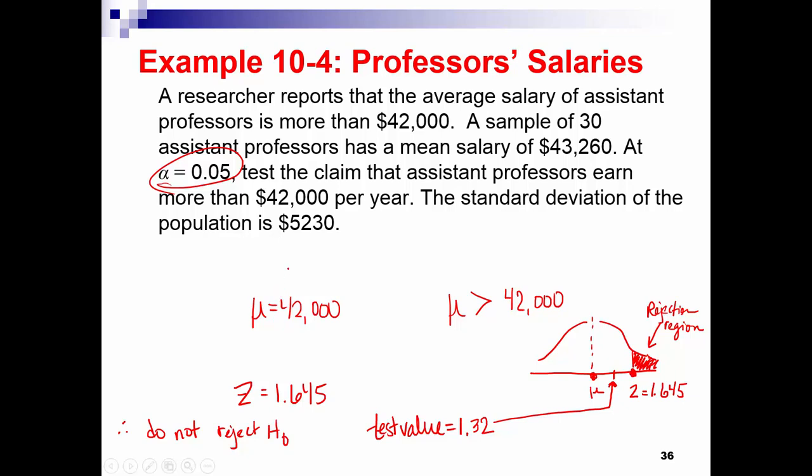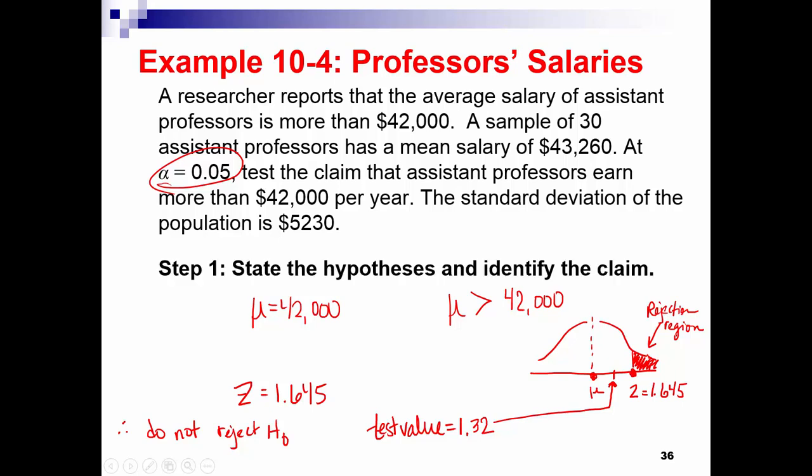You state your hypotheses, you find your critical value, the critical value divides the rejection region from the non-rejection region. Then you calculate your test value and you see where it falls on that standard normal distribution. If it falls in the non-rejection region, you do not reject the null hypothesis. Now, if we had got a test value of, let's say, 1.7, that would fall in the rejection region, and so then we would have had to reject the null hypothesis.